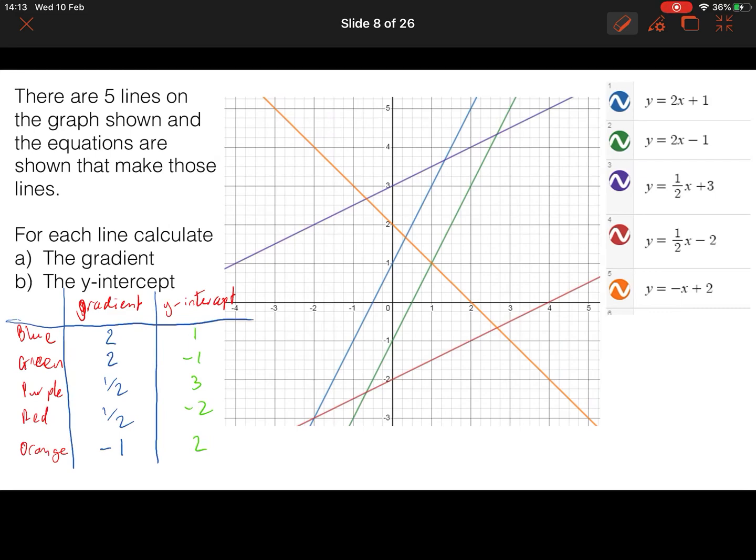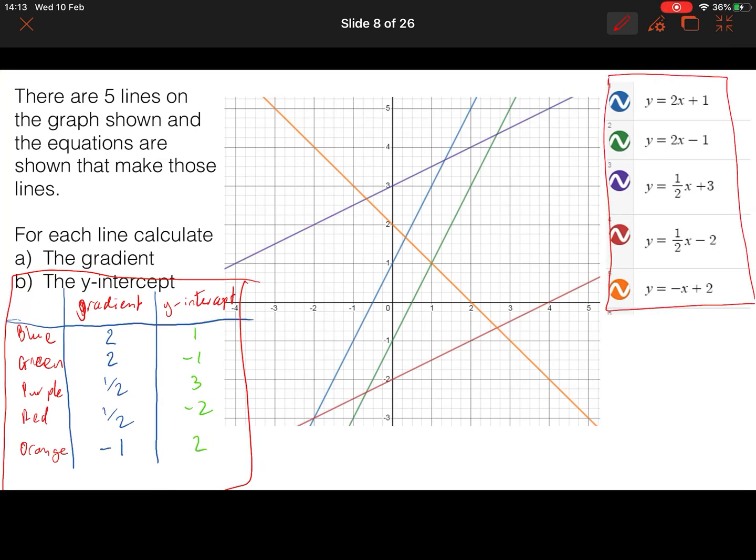Now, can you spot a pattern? Can you spot something that links this table to these equations? And it should be pretty obvious to spot. Do you notice that this value is always the gradient? This would be -1. 2, 2, half, half, -1. And do you notice that these values are always the y-intercept? Okay? That is the y-intercept.